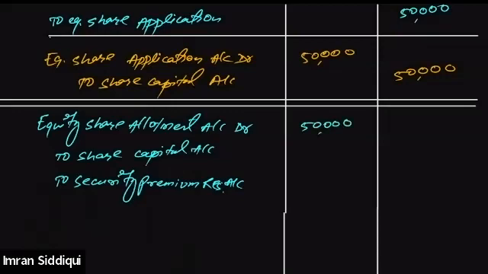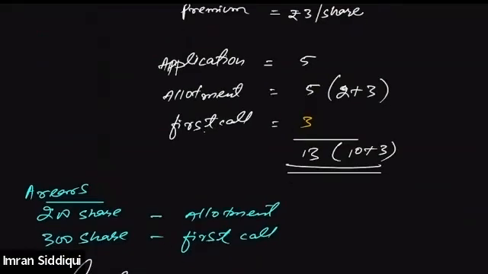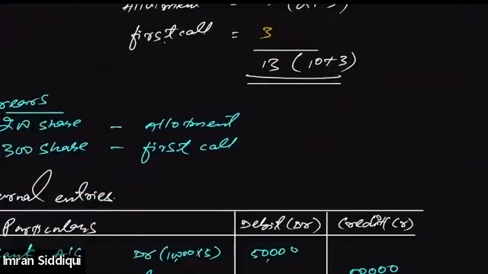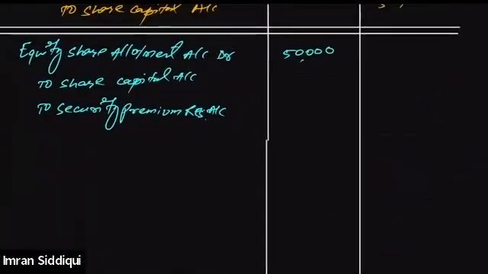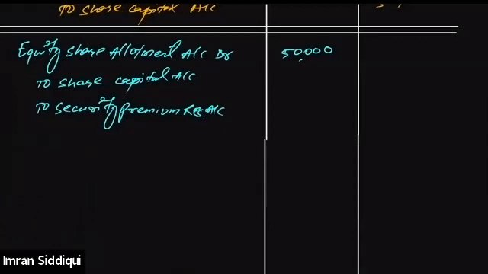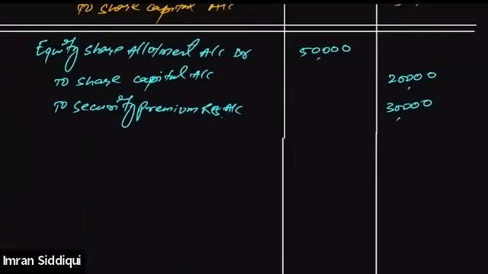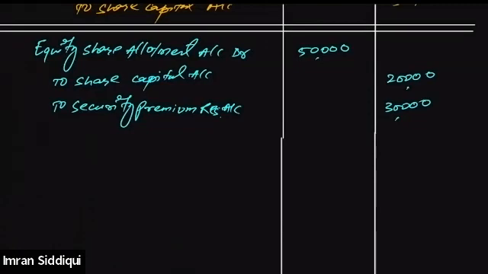10,000 into 5 will be 50,000, and 10,000 into 2 rupees for the allotment, so 10,000 into 2, that will be 20,000. Is that correct, Alexander? Yes, sir. This is the entry for making the allotment due.